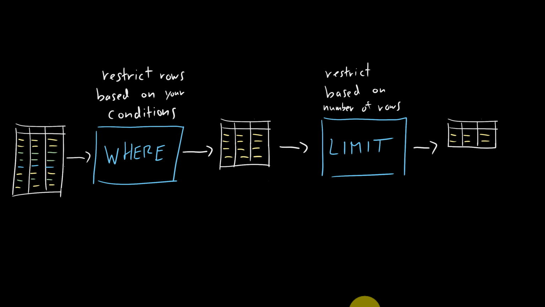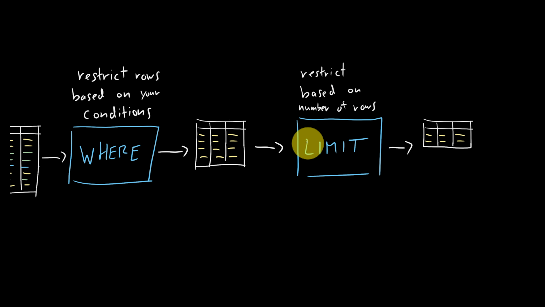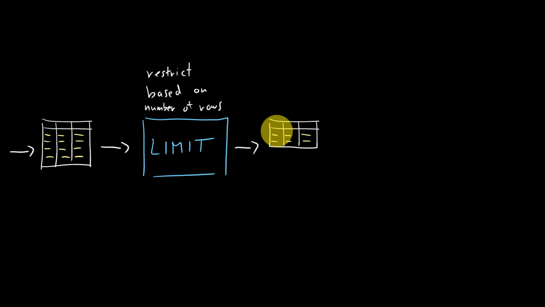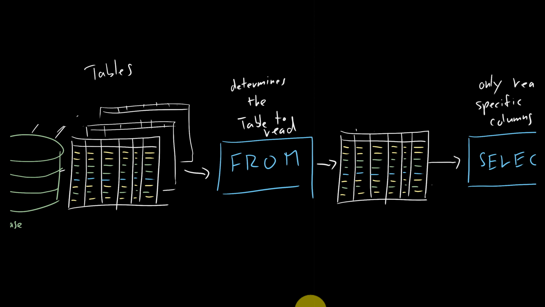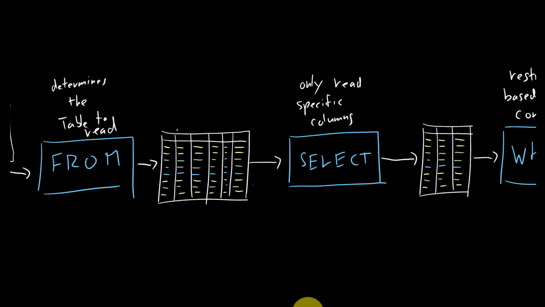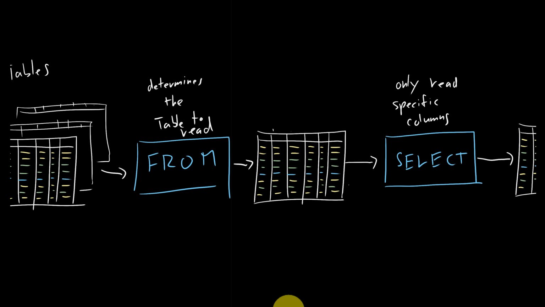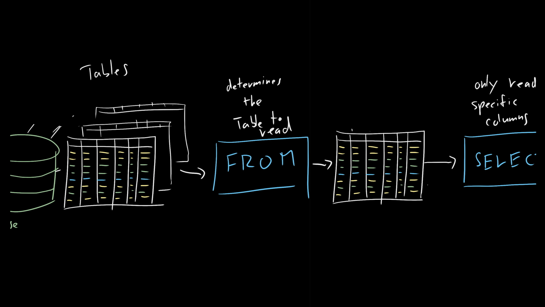And then once again, I do another restriction, which is the limit clause, which restricts based on the number of rows. Let's say that limit was limit 2. So now instead of 4 rows, I have 2 rows. And then finally, this is the final result of your query. All right, so that's pretty much the life of a data table, I guess. These are all the clauses, and that's what the clauses do to your data. All right, so that's pretty much for where and limit, and I'll see you in the next one.